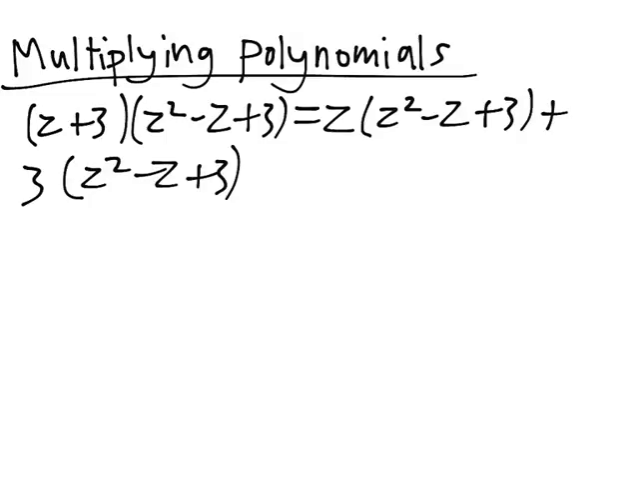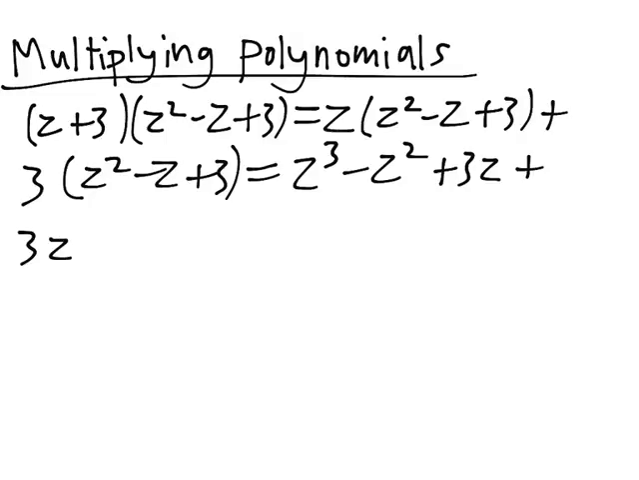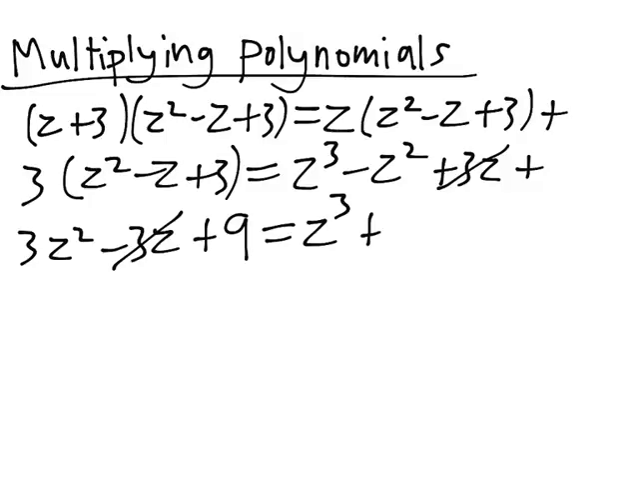Now using the distributive property on the first term gives us z cubed minus z squared plus 3z, and then on the second term we'll get 3z squared minus 3z plus 9. Notice that we have a plus 3z and a minus 3z, so these terms will cancel, and then we'll have z cubed plus 2z squared plus 9 left over.